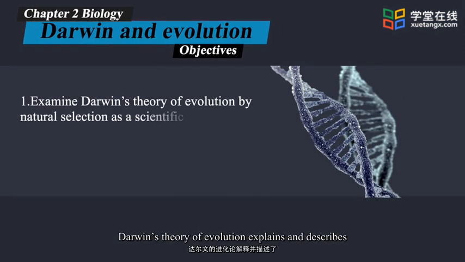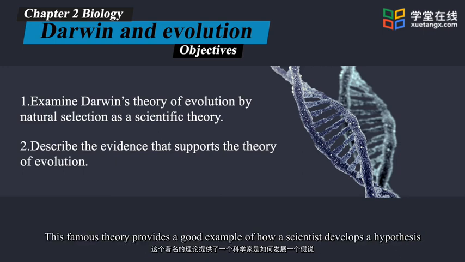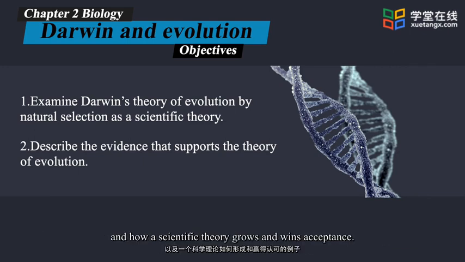Darwin's theory of evolution explains and describes how organisms on Earth have changed over time and acquired a diversity of new forms. This famous theory provides a good example of how a scientist develops a hypothesis and how a scientific theory grows and wins acceptance.